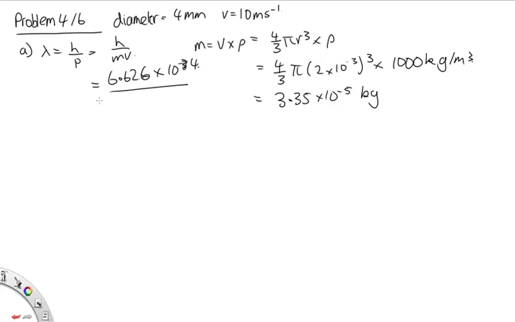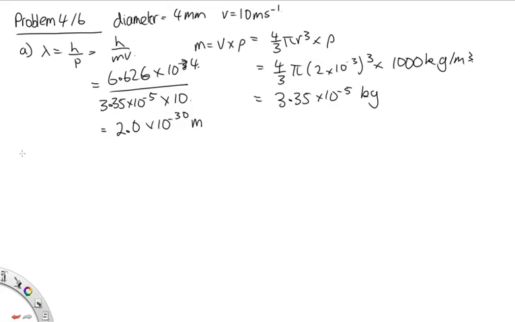The mass is 3.35 times 10 to the minus 5, and the velocity is 10. So solving this, we get 2.0 times 10 to the minus 30 meters. So that is a very small wavelength. Atoms are of the size of about 1 angstrom, so 10 to the minus 10 meters.